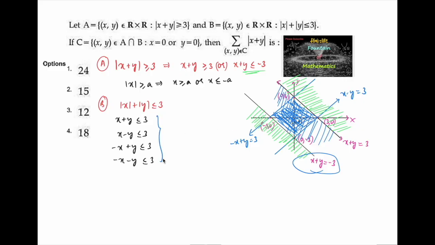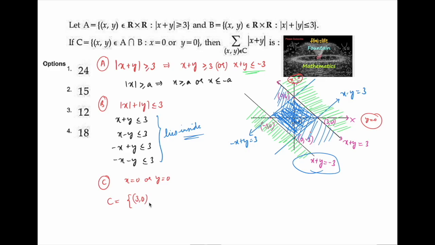So we can say that all these four lie inside and touch the lines passing through the origin. And the third one, C, is the set of x comma y such that it is the intersection of both A and B, where either x is equal to 0 or y is equal to 0. x equal to 0 is the y-axis line and y equal to 0 is the x-axis line.